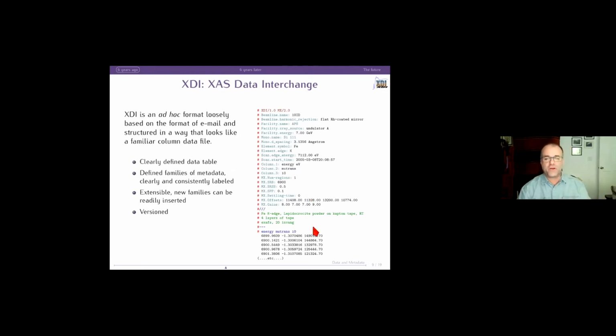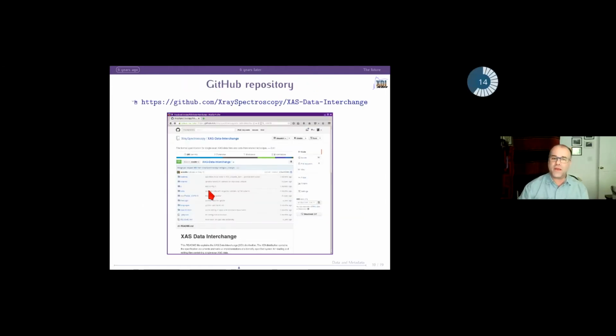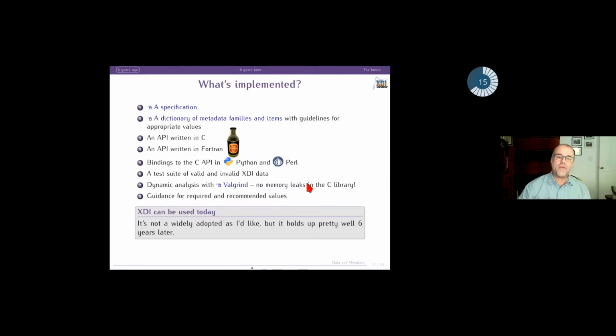This thing has a clearly defined data table. It has defined families of metadata. It's extensible, it's versioned. It does all the things that you need something like this to do. It has a GitHub page, another thing you need something like this to do. And then most importantly, what it's got is a specification. So we say what the file is, and it has a dictionary of the basic kinds of metadata that we recognize as always interesting, always essential for an XFS measurement.